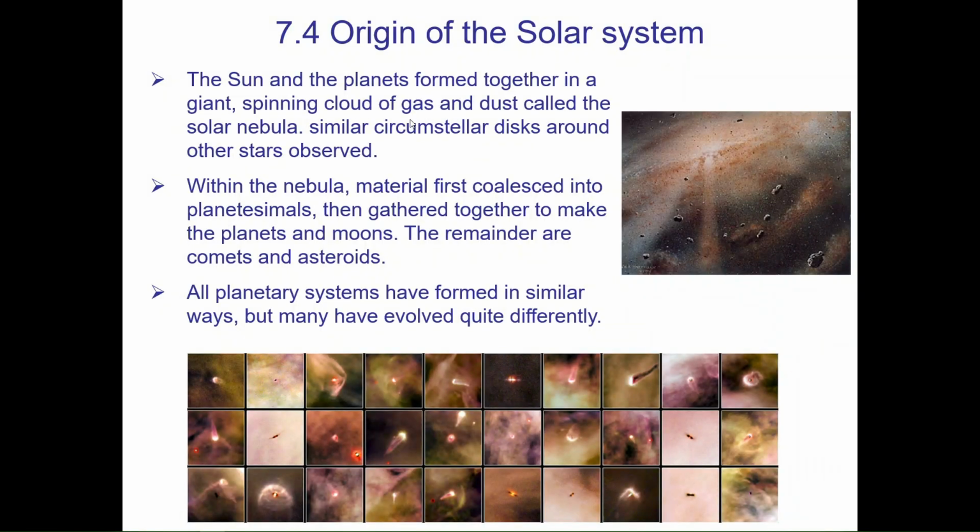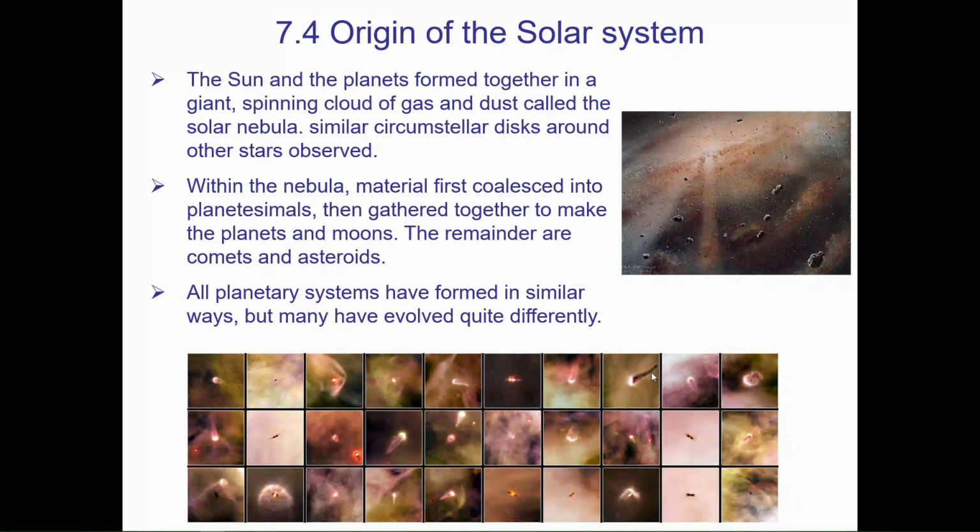And these clouds contain gas and dust. This will later become the raw material to form the planets and the sun. We call this big spinning cloud of gas the solar nebula. And you can see similar circumstellar disks around other stars can be observed. So it basically gives us an idea of the solar nebula at some time.